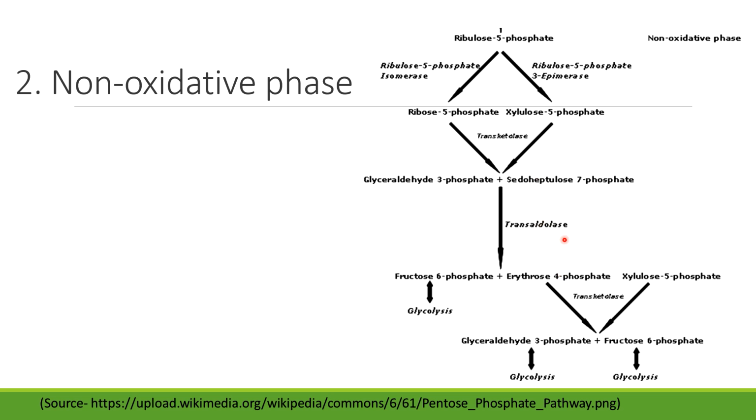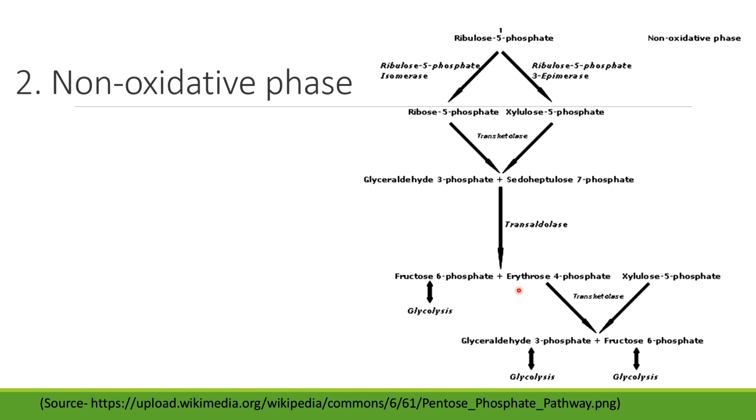In the first major transketolase reaction, the xylulose 5-phosphate and ribose 5-phosphate are converted into glyceraldehyde 3-phosphate and sedoheptulose 7-phosphate. Here you have transketolase which is doing the process. Next, we have transaldolase which acts on this. The transaldolase enzyme acts on these products and it will result in the formation of fructose 6-phosphate and erythrose 4-phosphate.